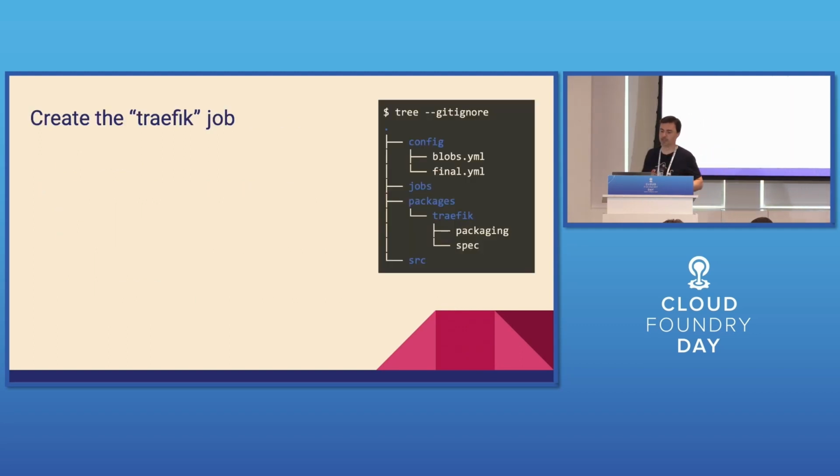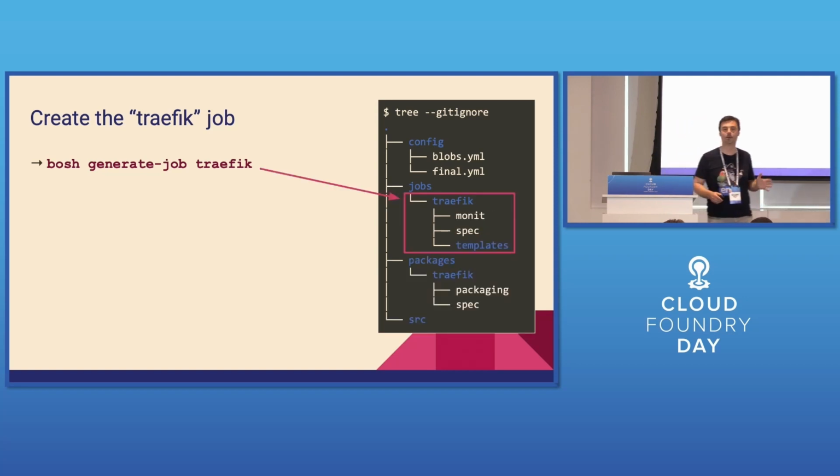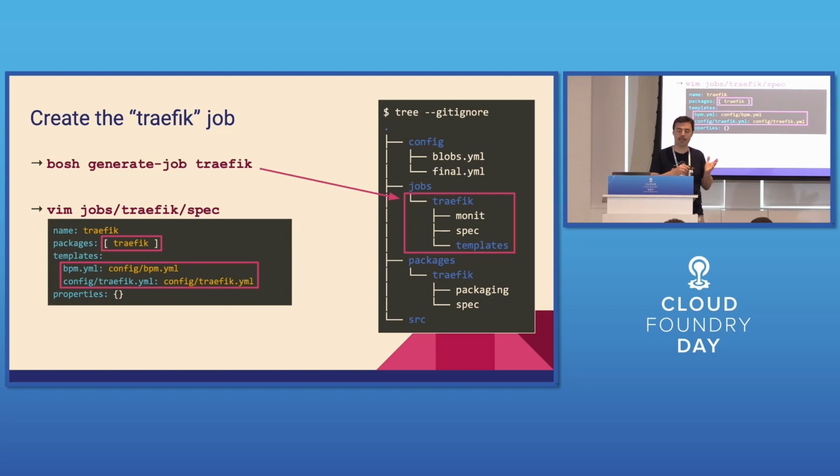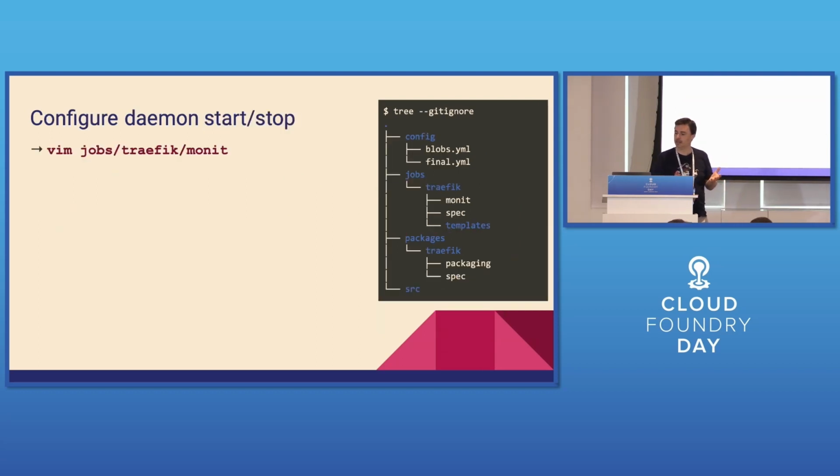So we create the traffic job. We BOSH generate job traffic, and it creates those files under the jobs subdirectory. And we edit the spec. We find this in there, and we modify this because we want to say that this job is requiring the traffic package, and we declare two config files, the BPM config file and the traffic config file, so that our daemon is properly configured. Let's continue.